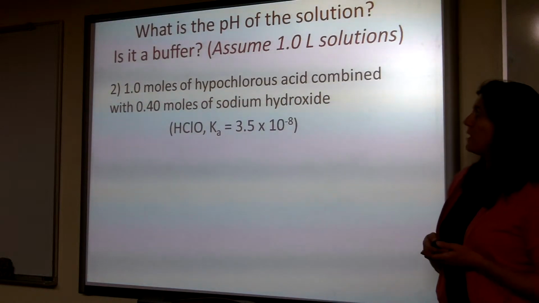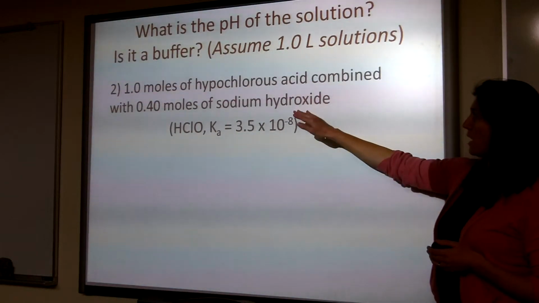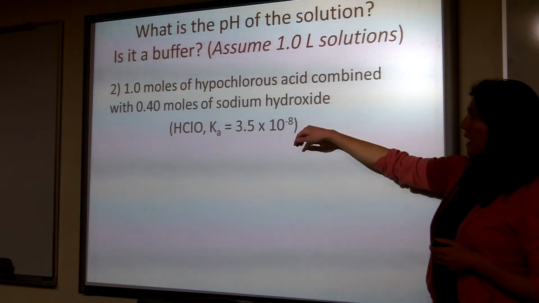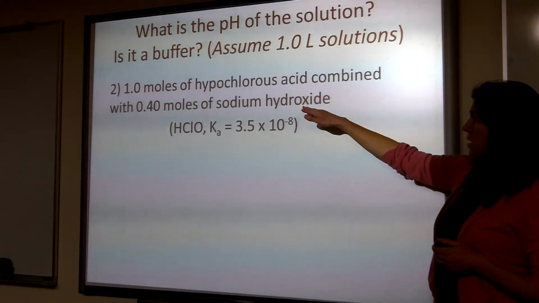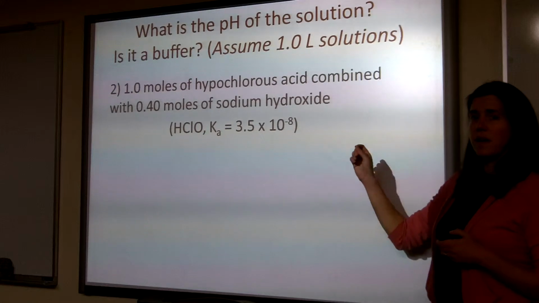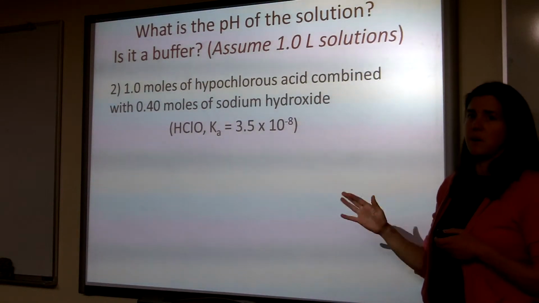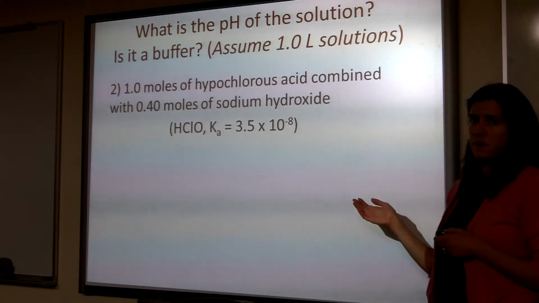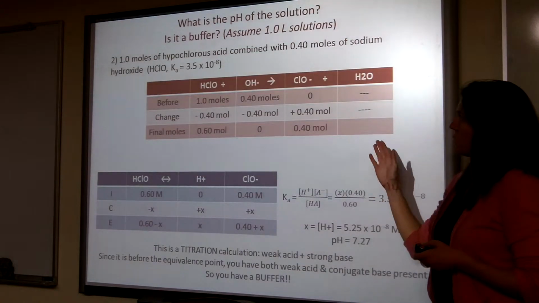So what you want to spot is that you have a weak acid and you're adding a strong base to it, but you're adding less strong base than you have weak acid. So it's like you're doing a titration, but you're not quite at equivalence yet. So that means you are in the buffer zone. So yes, this is a buffer, and we will show why.